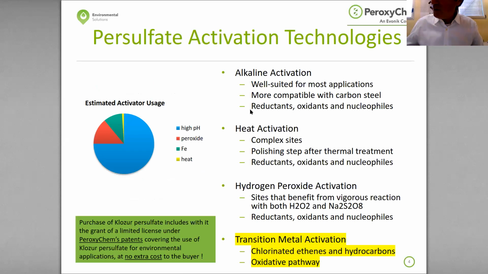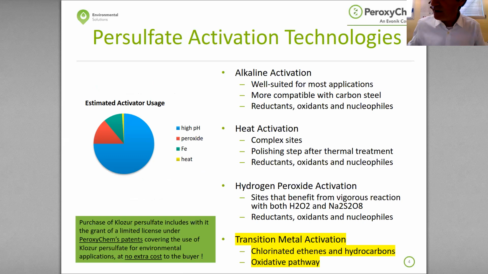As you may already know, persulfate should always be activated prior to any field application. The most common approach used by clients is alkaline activation, typically in the form of NaOH for groundwater applications, and hydrated lime for soil mixing applications. Heat is increasingly being used, particularly as part of a thermal treatment strategy.